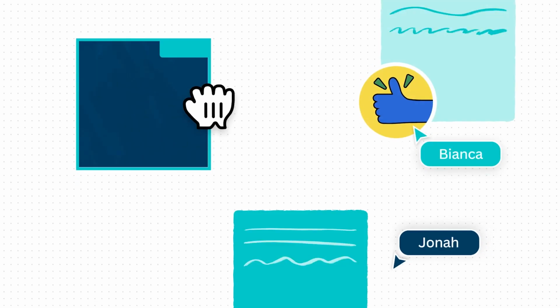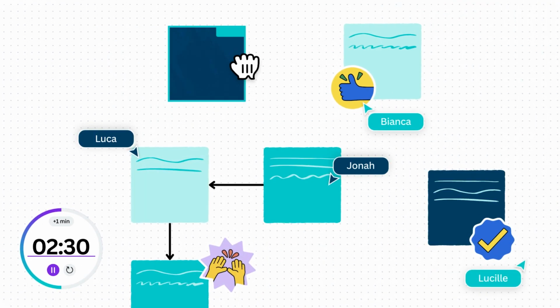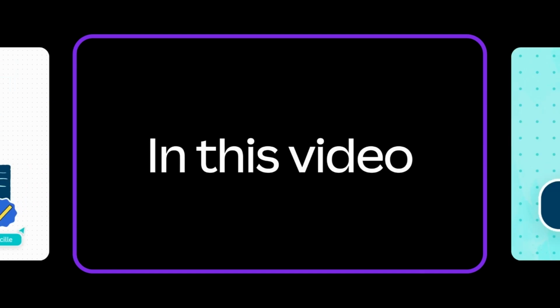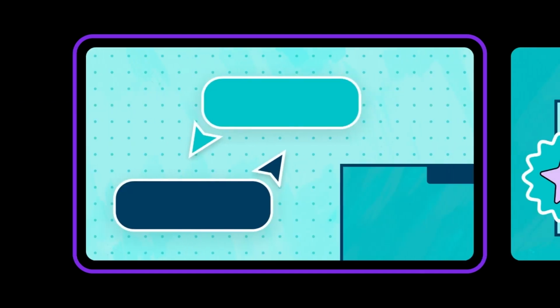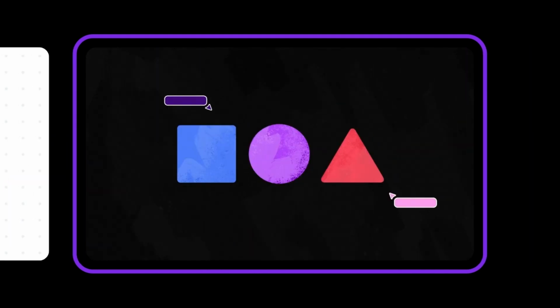If you're looking for ways to engage your team and encourage collaboration in your next meeting, look no further than Canva Whiteboards. In this video, we'll show you how to set up a workshop for brainstorming and collaboration, vote with stickers, and how to keep everyone in sync with the timer.